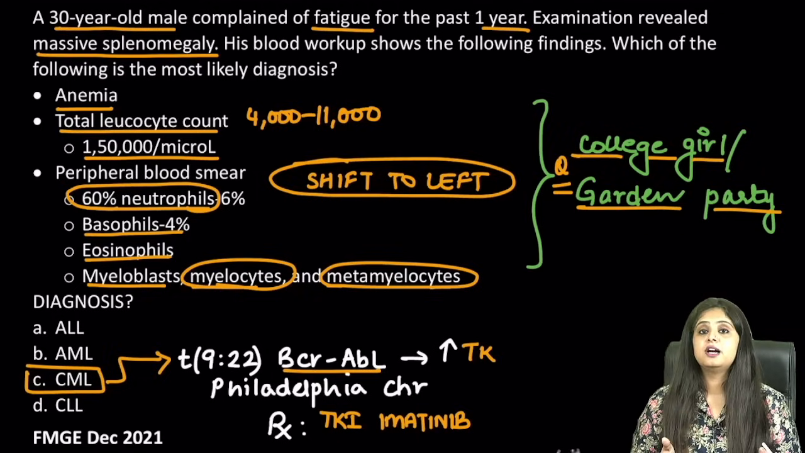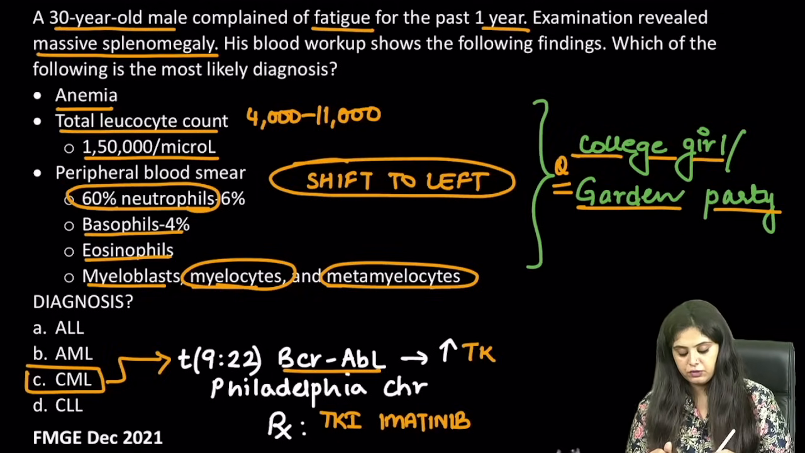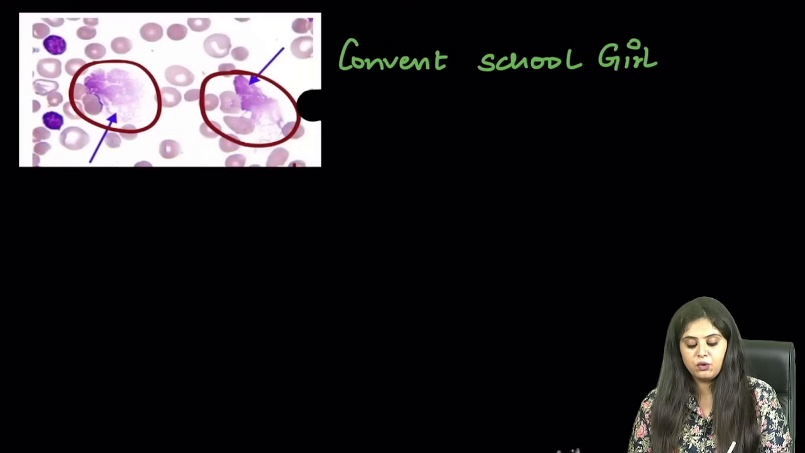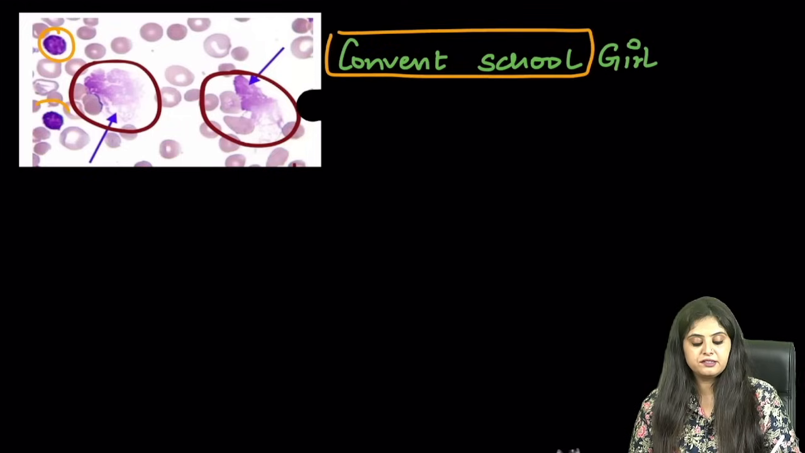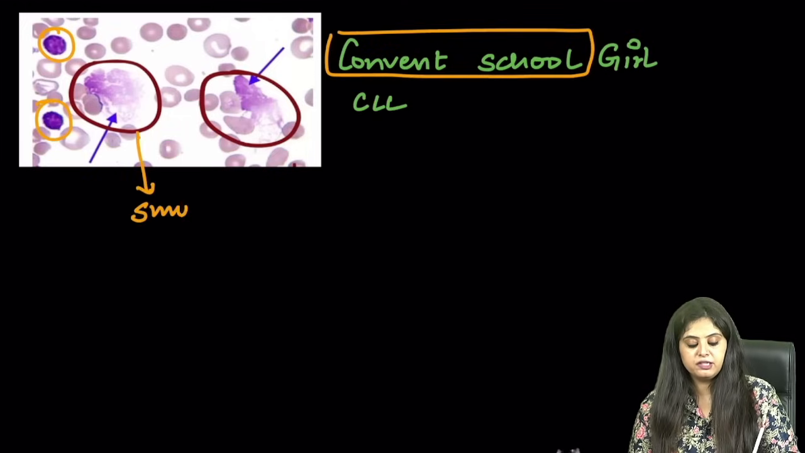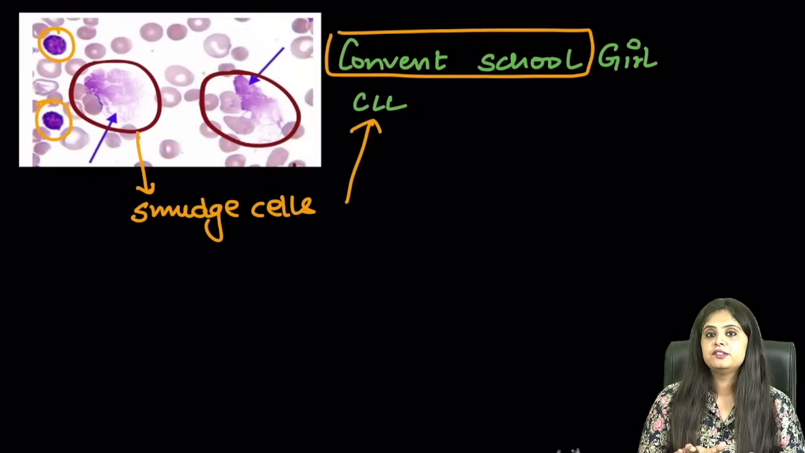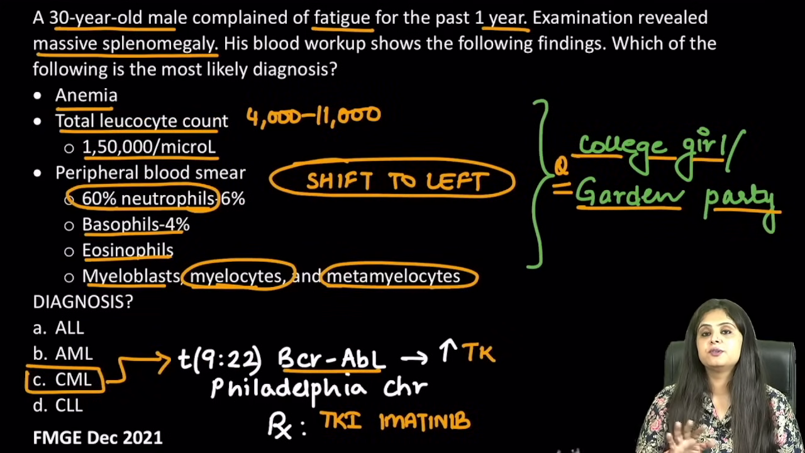All cells are mixed, garden party appearance, college girl appearance. Now before moving to the next question, you tell me, where do you see the convent school girl appearance, which means that all the cells are dressed in the same uniform. All of them look like this: lymphocyte, lymphocyte, lymphocyte. So that is going to be a case of CLL, and some of those lymphocytes are also broken and smudged out. So those are known as the smudge cells that you see in CLL. Take home message: convent school girl appearance in CLL, and this garden party appearance is going to be seen in CML.